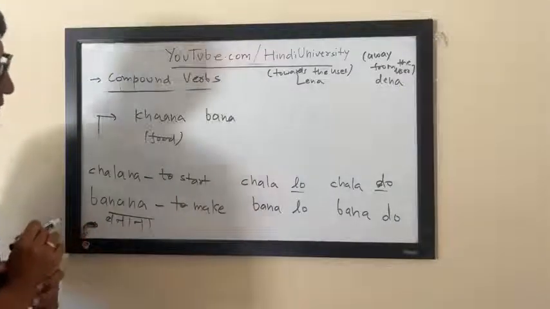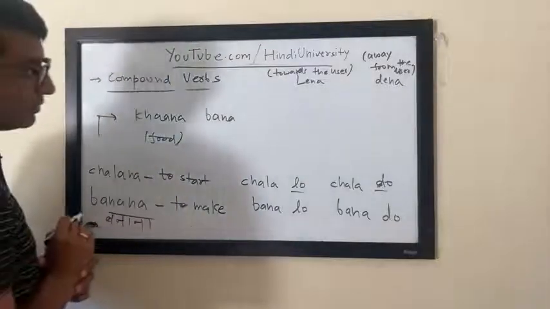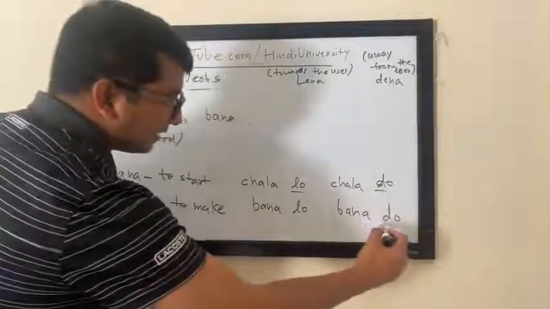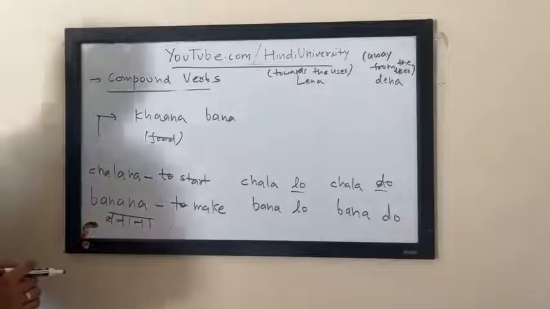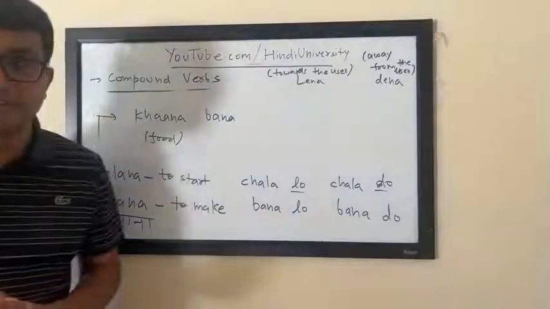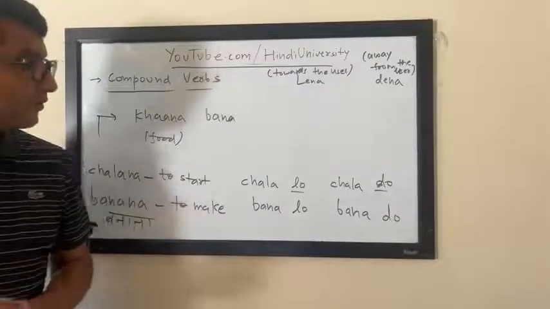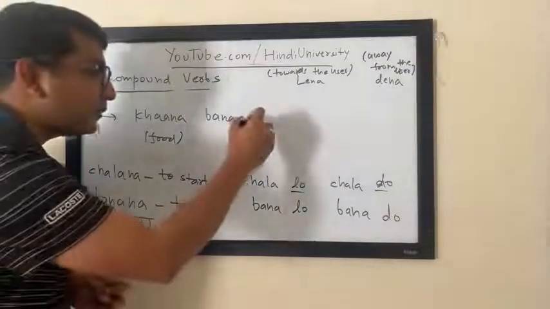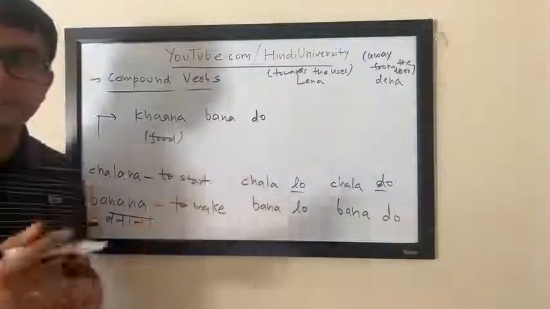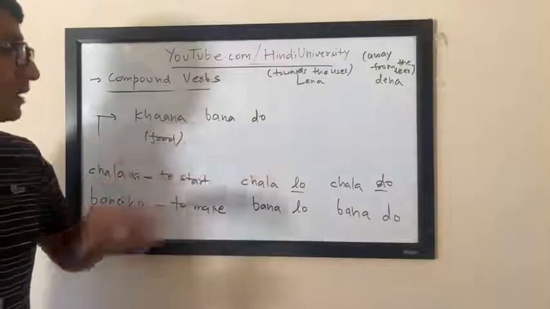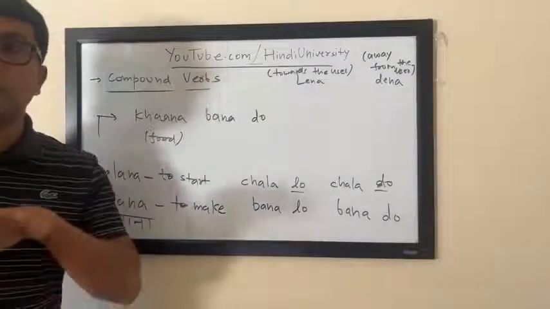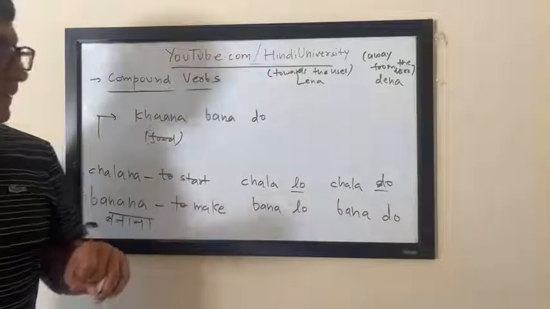Why no? It's for me. Okay. But when you are telling them, they are doing it for the benefit of everyone. Then you use do. Do. Khana bana do. You are telling them, can you please cook food? Khana, or rather khana bana do. Like for everyone else. Okay.